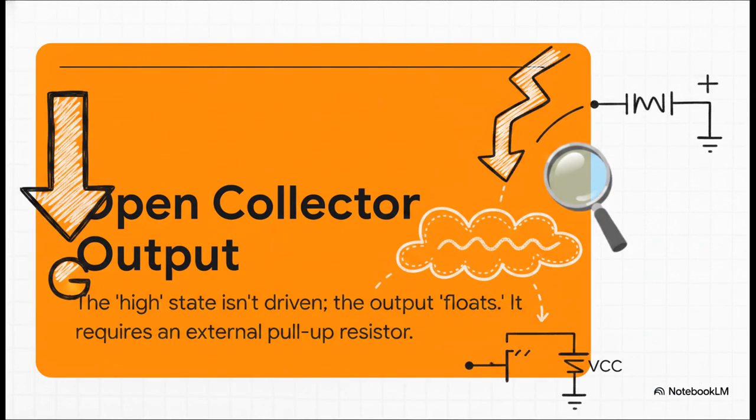So with an open collector, the gate is really good at one thing, actively pulling the output low, connecting it straight to ground. But what about creating a high signal? Well, it doesn't. It does literally nothing. The output just floats there, disconnected. It's up to you, the person designing the circuit, to add an external pull-up resistor to actually define what high means. It's flexible, yeah, but it means a bit more work for you.